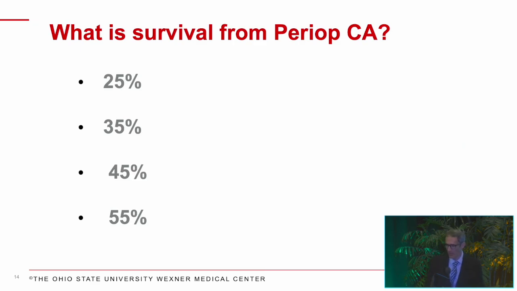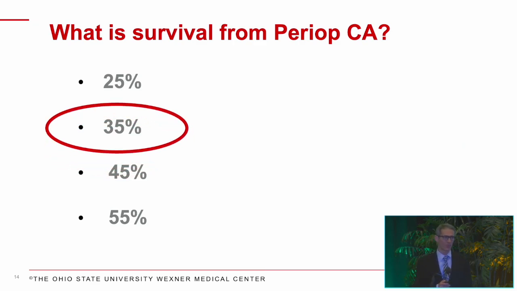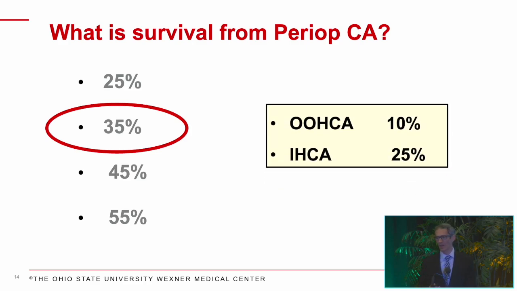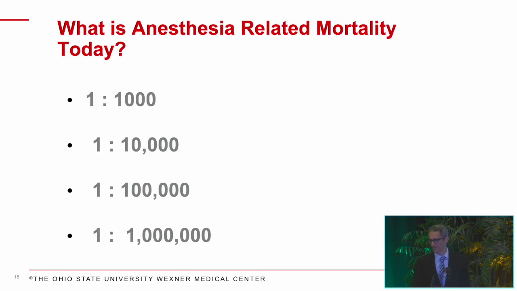What's survival from perioperative cardiac arrest? About 35%. And this makes sense because perioperative cardiac arrest is a form of in-hospital cardiac arrest. And it's a form of in-hospital cardiac arrest in a highly monitored, highly specialized setting where we can intervene in ways that we can't intervene in other places, so the outcome's a little bit better than in-hospital cardiac arrest in other areas. Out-of-hospital cardiac arrest, like we talked about, outcomes are terrible, 10%, and most of those are people who get defibrillated. Most of those are shockable rhythms.